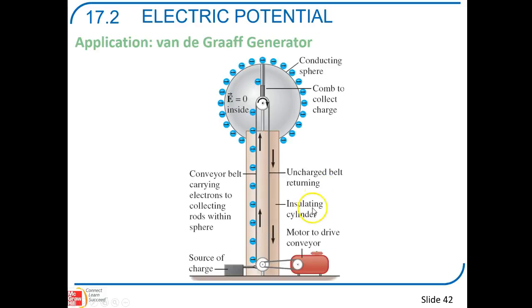A Van de Graaff generator, you've seen those in action. This is kind of how it works. We've got a source of charge. That conveyor belt, a belt on the inside, transfers that charge up, and then the conducting sphere on the outside, which is metal, allows that charge to sit on the outside.